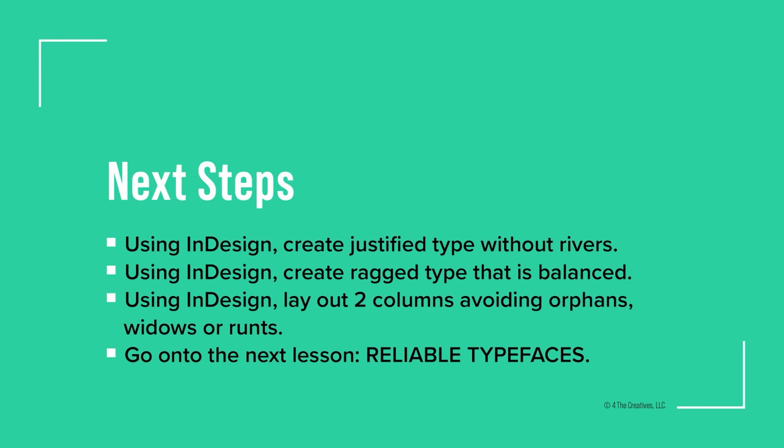Your next steps are using InDesign, create justified type without rivers. Using InDesign as well, create ragged type that is balanced. And then using InDesign, lay out 2 columns, avoiding orphans, widows, or runts. Then you'll go on to the next lesson, reliable typefaces. I'll see you there.